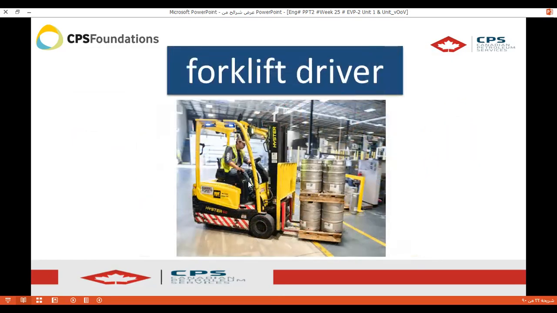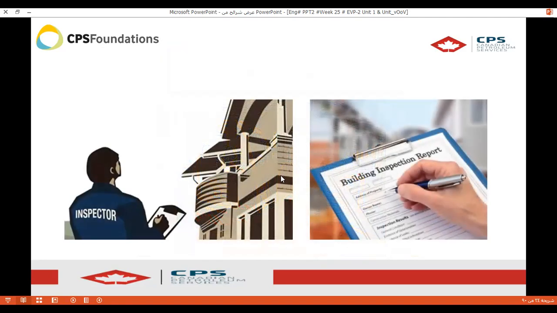Okay, this one is a forklift driver. A forklift driver. This is a forklift. He is driving a forklift. To lift is to carry something or to pick something from down to up. That's it. This is what he's doing now. He's using the forklift to carry some equipment or some oil, as you see, some oil vessels.